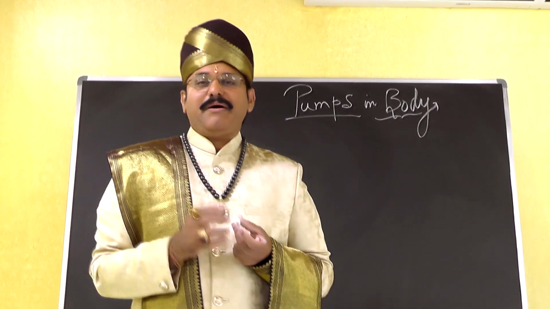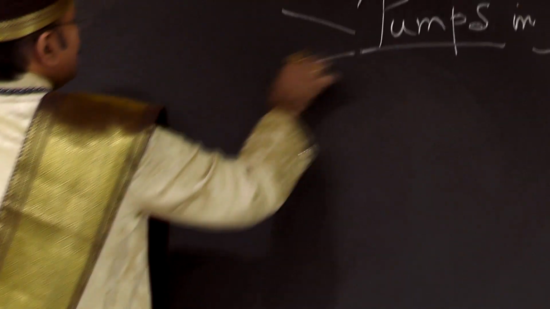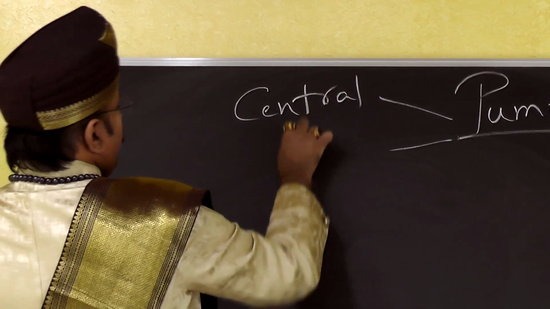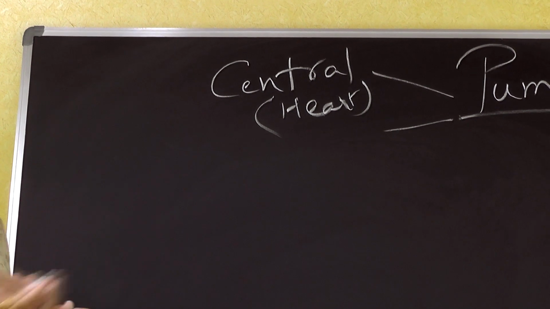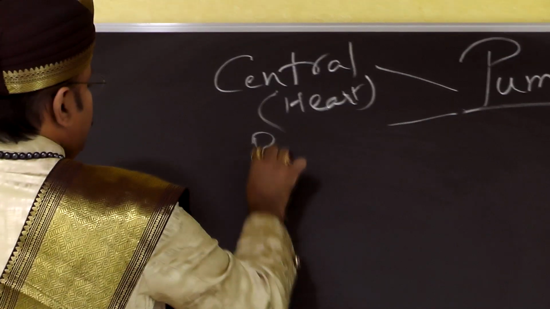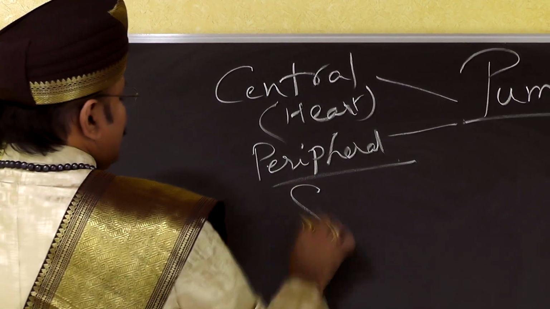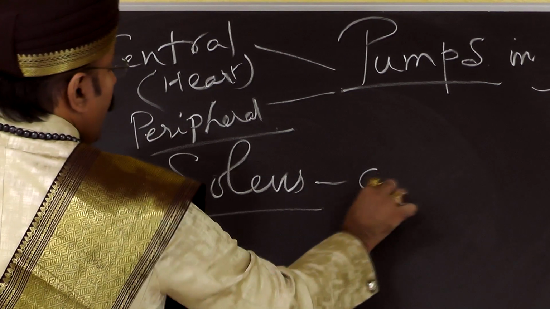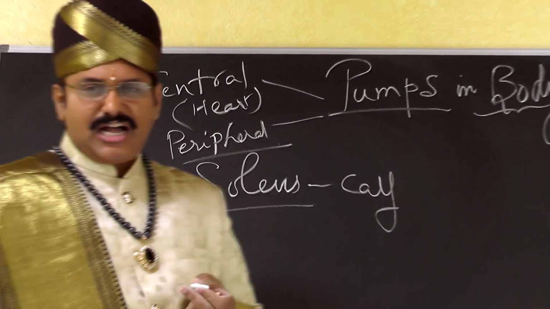But there is one more pump. Now there are two pumps. One is the central pump, that is the heart, which you already know. Then there is something called the peripheral pump. What is this peripheral pump? It is the soleus, a muscle that is present in the calf region. This soleus muscle is present in the calf region.